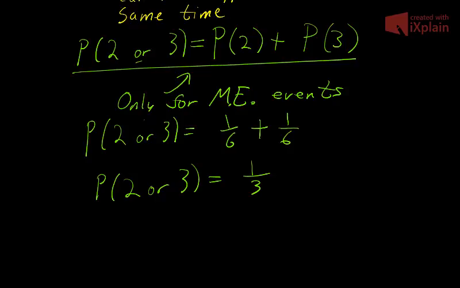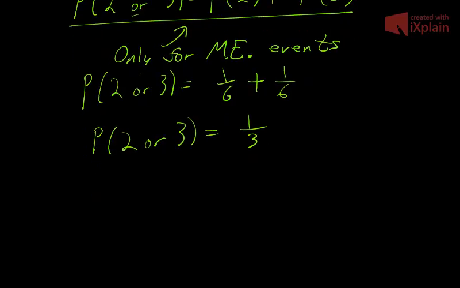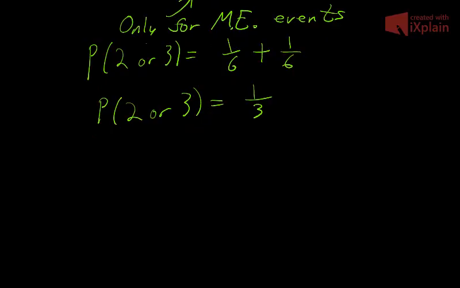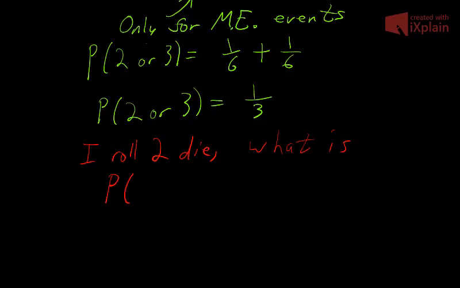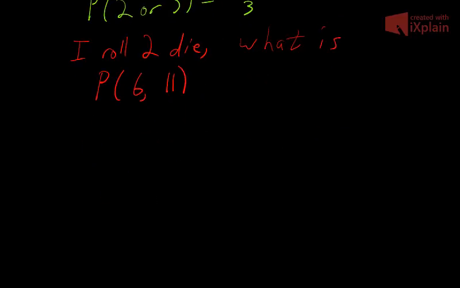I want to do a bit of a harder problem. It's still going to be all about rolling dice. So we're going to ask now, if I roll 2 dice, I want to know what is the probability of rolling either a 6 or an 11. So I want to know what the probability of rolling a 6 or an 11 is, and I want to look at all the different possibilities.